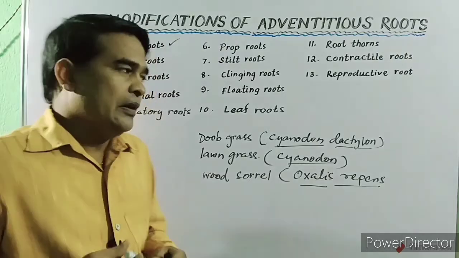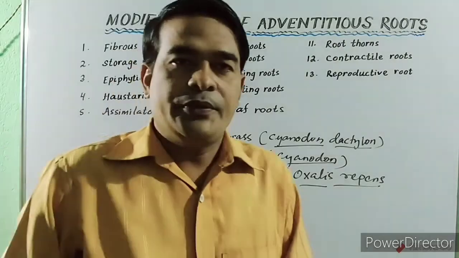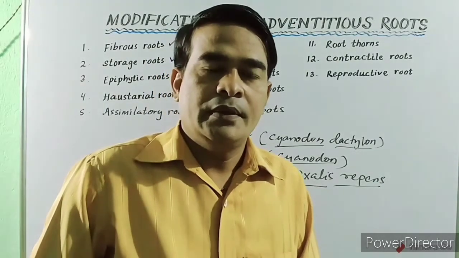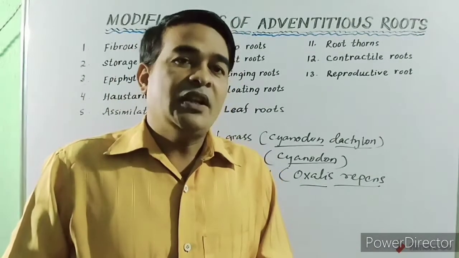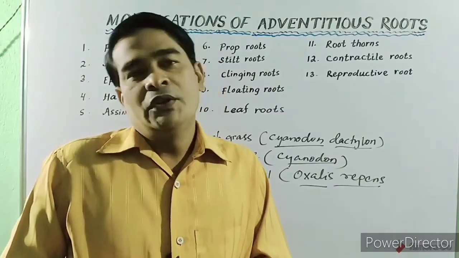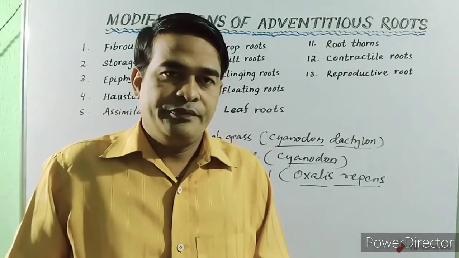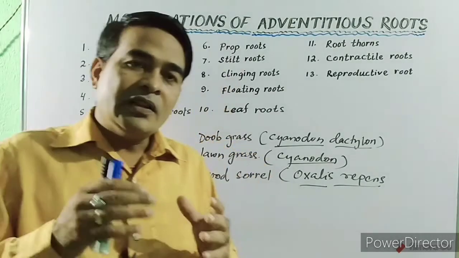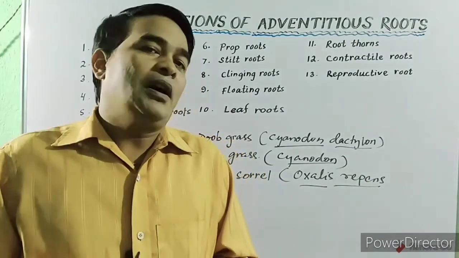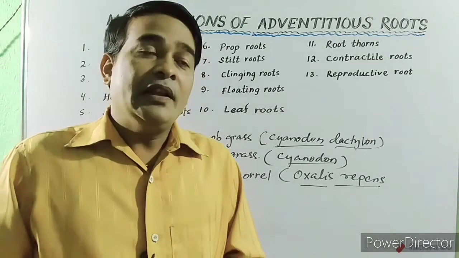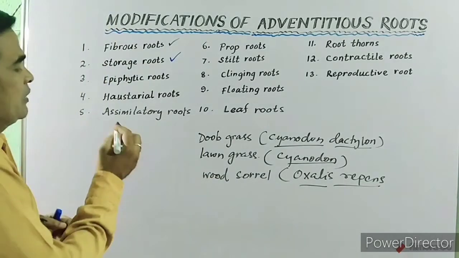Then we will study storage roots. Like tap roots, some of the adventitious roots become swollen due to storage or accumulation of food materials, and on the basis of their shape, number, and part of the root becoming swollen, there are 6 types of storage adventitious roots.